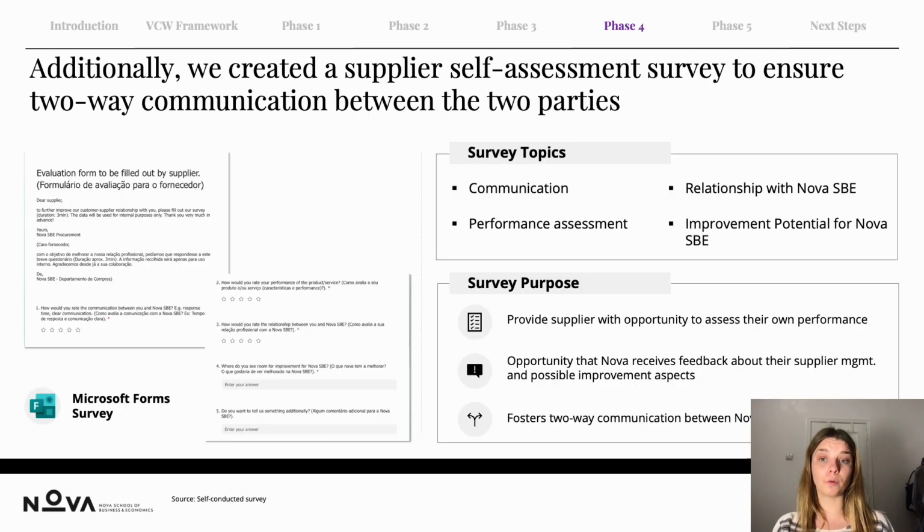The second important form is the evaluation that should be performed by the suppliers themselves. As explained before, the purpose is to encourage a two-way communication and ensure that the evaluation results are coherent. It also allows for the suppliers to reflect on their own performance and provide valuable feedback to Nova SBE. The performance mostly focuses on communication, their relationship with Nova SBE, as well as their own performance assessment.